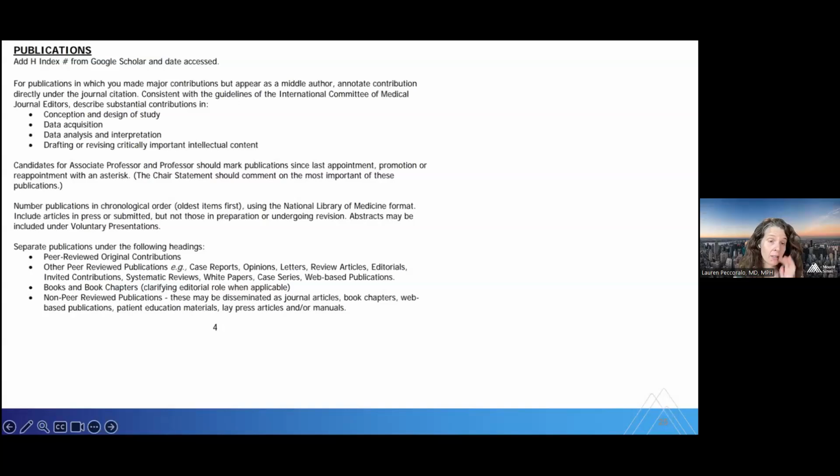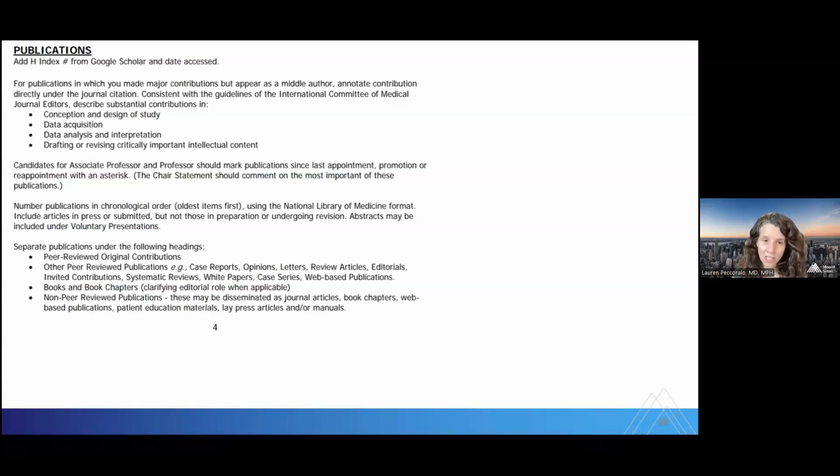Okay, publications. So publications have a couple of different categories. You want to include your peer-reviewed publications first, and you can see that on this bottom section right here. Actually, the very first thing you're going to do is look yourself up in Google Scholar and look at what your H index is and what date you accessed that. And then under that peer-reviewed original contribution section, you're going to include any paper that you published that went through a peer review process and was published in a peer-reviewed journal.